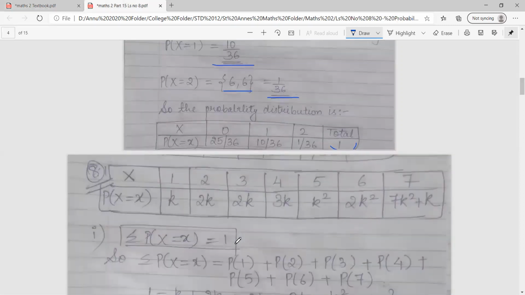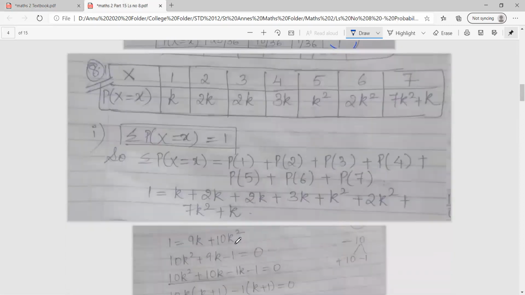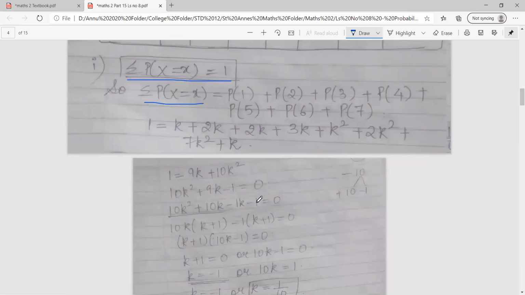So let's see first how to calculate k. As you all know, summation of probability is nothing but equal to 1. That is, total of probability equals 1. So I can write summation p of x is nothing but p of 1 plus p of 2, p of 3, p of 4, p of 5 plus p of 6 and plus p of 7. So I'll add all the similar terms together.